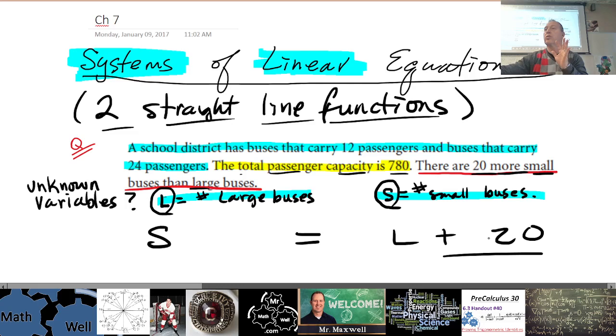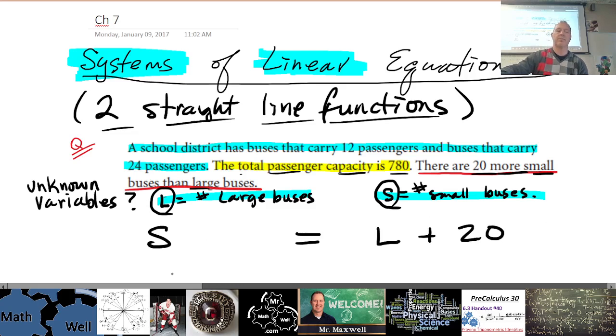Now, you also could have written this: S minus 20 equals L. That's okay too, because there are more small buses, so if we subtract 20 from the number of small buses, we'll get the number of large buses. Does everyone see that? You could have done that as well. Either one is acceptable. I usually tend towards an equation that has adding instead of subtracting, but that's just personal taste. If I have a choice, that's what I end up doing, but it doesn't matter.